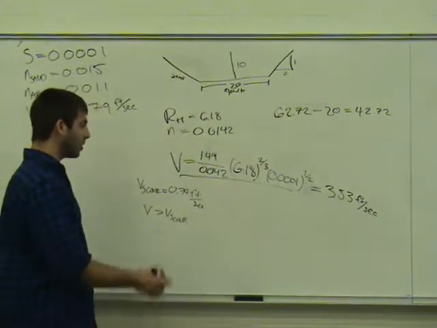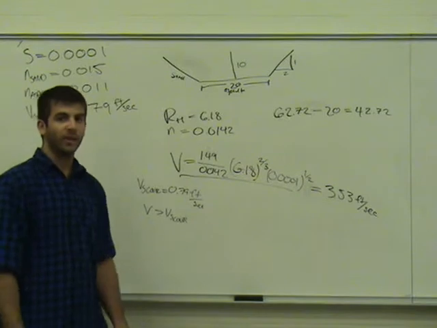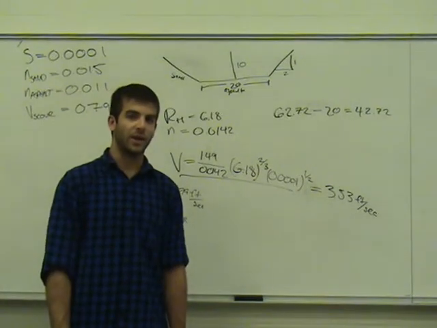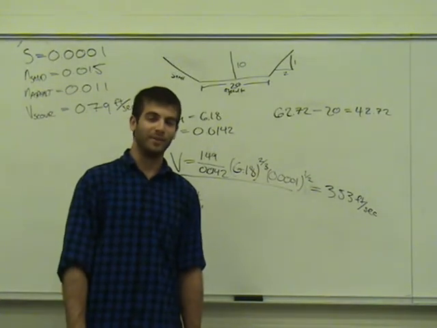All right, so since we know our velocity is greater than the scour velocity, we can safely say yes, the channel is going to be scoured away on the sides, thus solving our problem. Thank you.